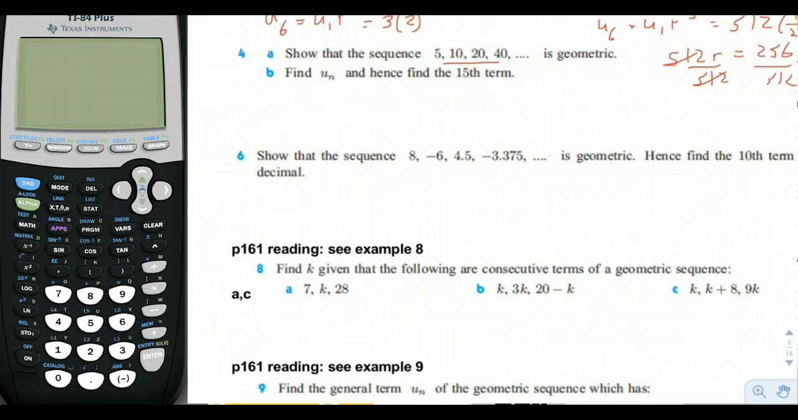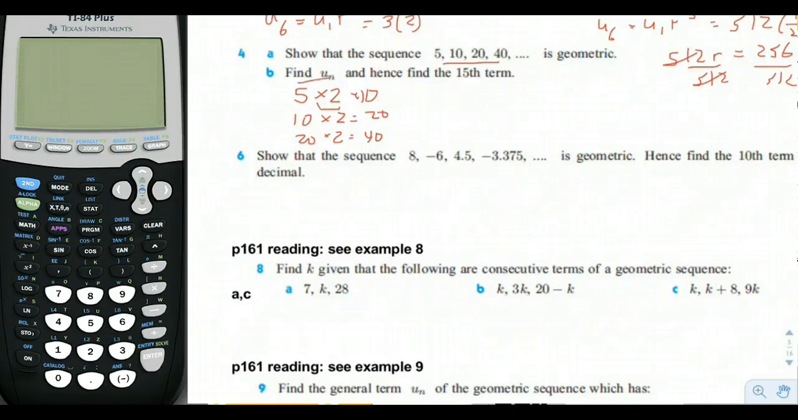Well, all we need to do is show that multiplying 5 times a number, in this case 2, gives us the next number, which is 10. Multiplying 10 times 2 gives us the next number. And multiplying 20 times 2 gives us the next number. So it is a geometric sequence because we can always find the next term by multiplying by the same factor, which is the common ratio.